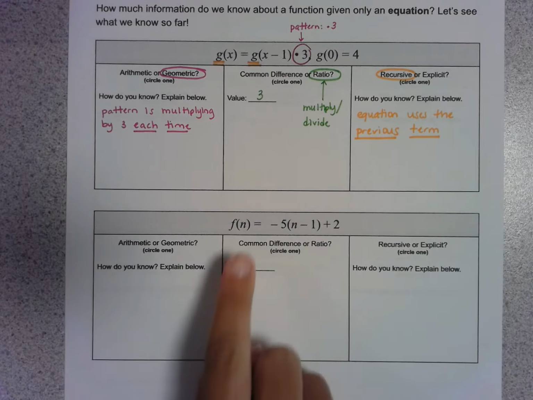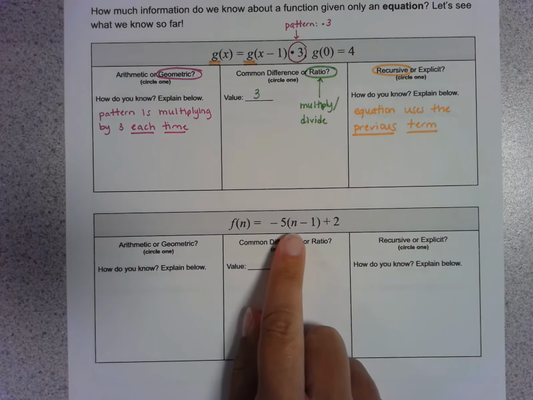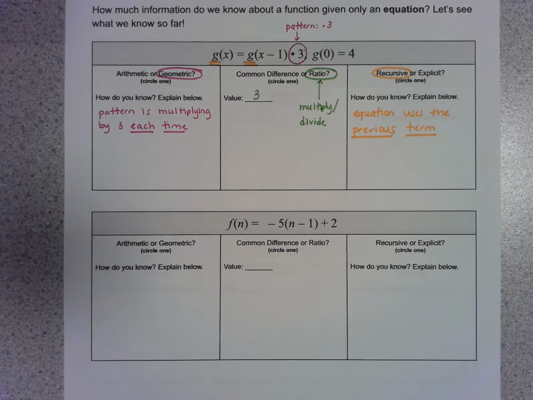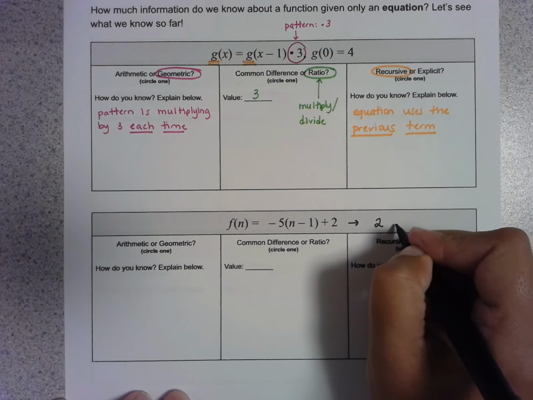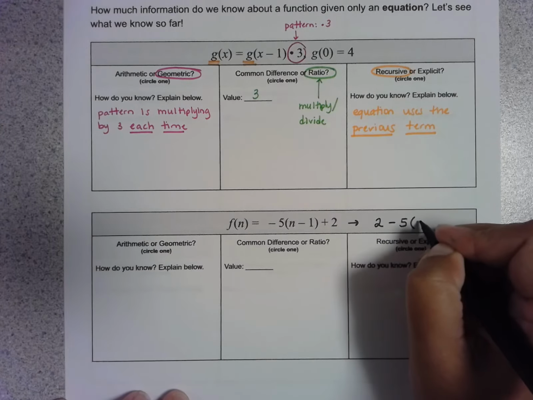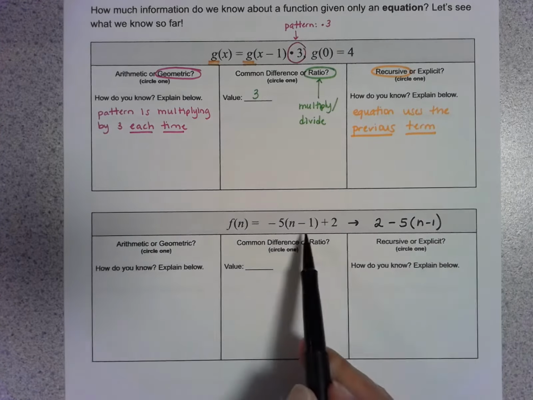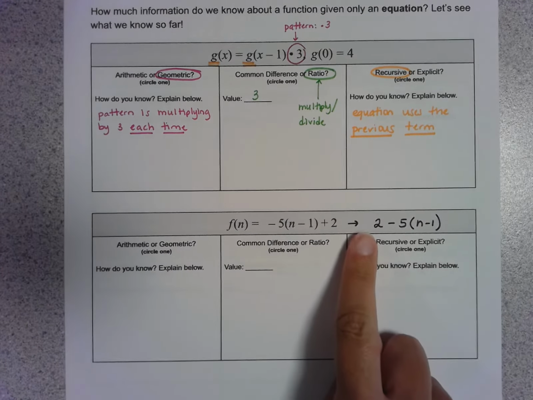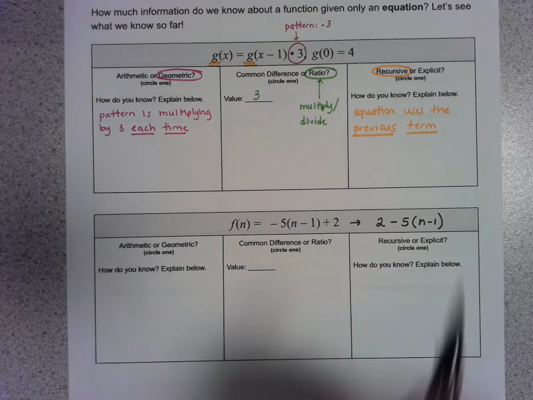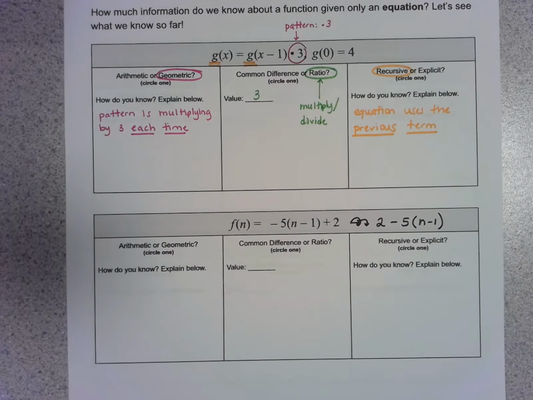Now, the next equation we're given is f of n is equal to negative 5 parentheses n minus 1 plus 2. A couple things here. One of the things I want you to realize is that we often write these equations slightly differently. We usually start with the 2, and then we have minus 5 parentheses n minus 1. So we usually flip-flop these two things, but you can write it either way. It doesn't matter. If it's helpful for you to flip-flop the equation to see the pattern better, you certainly can.